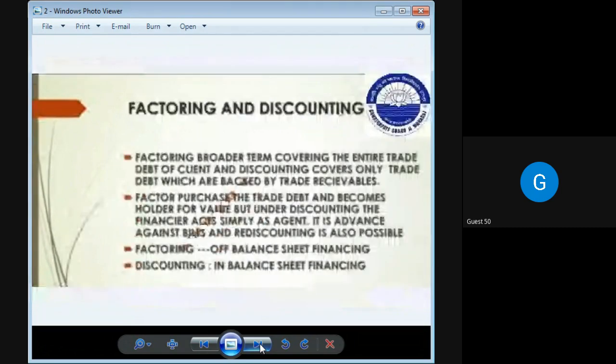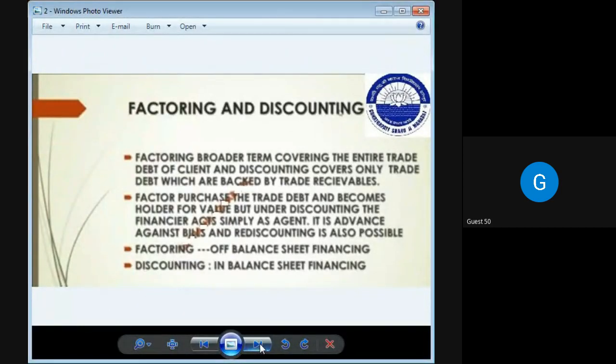Now, what is factoring and what is discounting? What are the differences between factoring and discounting? Factoring is a broader term covering the entire trade debt of a client, and discounting covers only trade debt which is backed by trade receivables. We give a discount when a customer requires it, when he is a regular customer or in a good relationship with the seller.